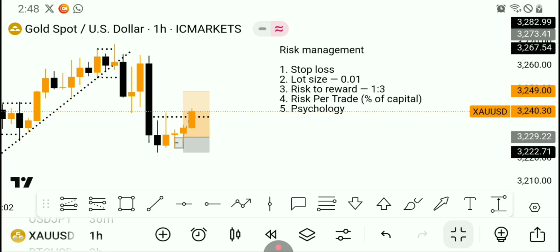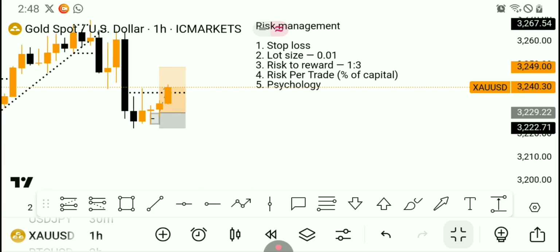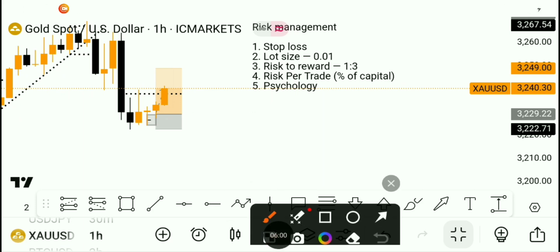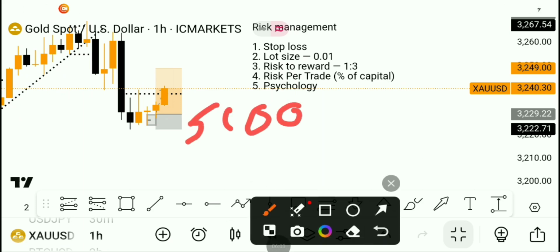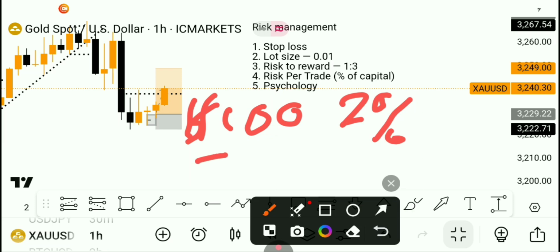Your stop loss, your lot size, your risk to reward, and then your risk per trade. Now your risk per trade, let's say I have a $100 account, and I want to risk 2% per single trade. Every trade I'm taking, I'm risking only 2%. Now 2% of $100 will be how much? 2% of $100 will be $20, right? Yes, it will be $20. So it means for every trade I'm taking, I'm risking $20.